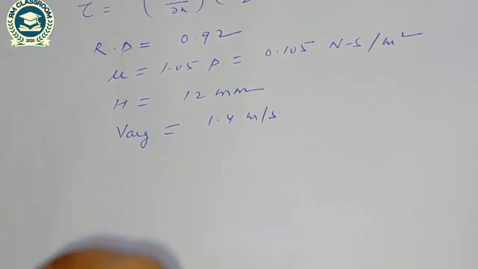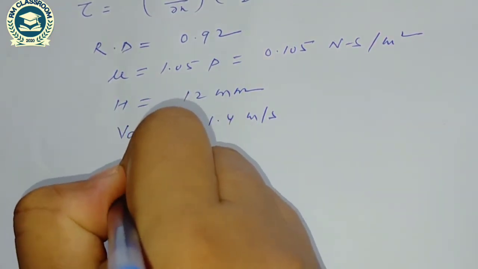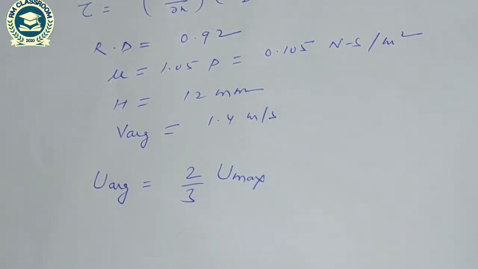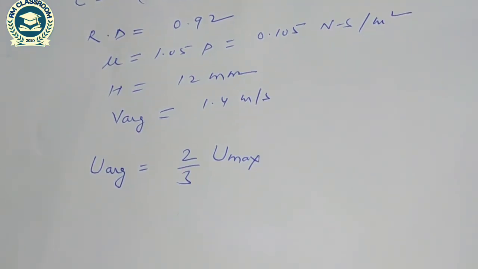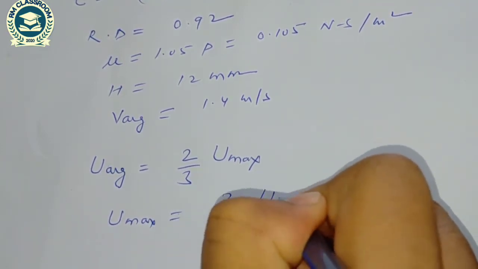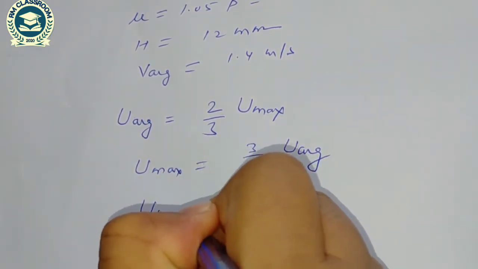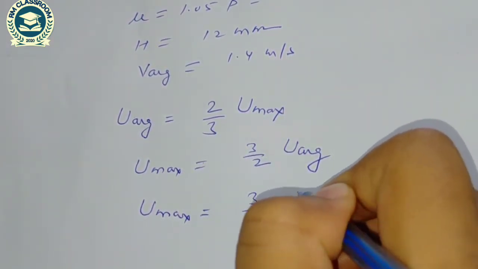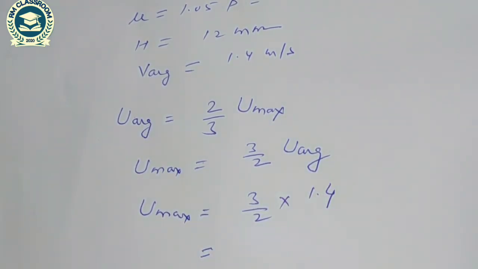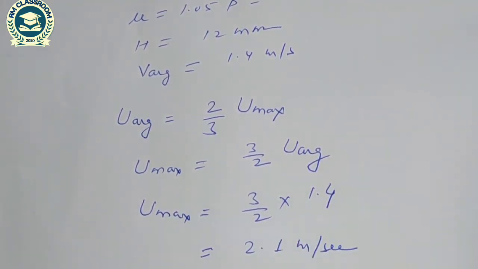So we have already seen that in two fixed parallel plates, average velocity is equal to 2/3 of maximum velocity. So the maximum velocity can be written as 3 by 2 times the average velocity, and the maximum velocity can be computed 3 by 2 into average velocity is given 1.4 meter per second. So the maximum velocity is 2.1 meter per second.